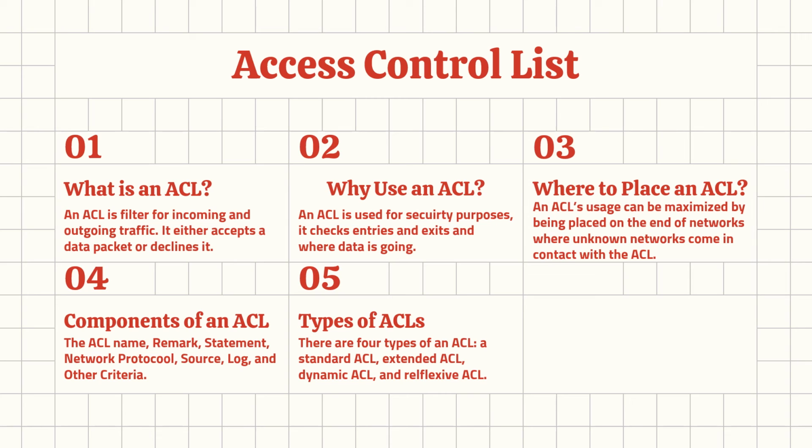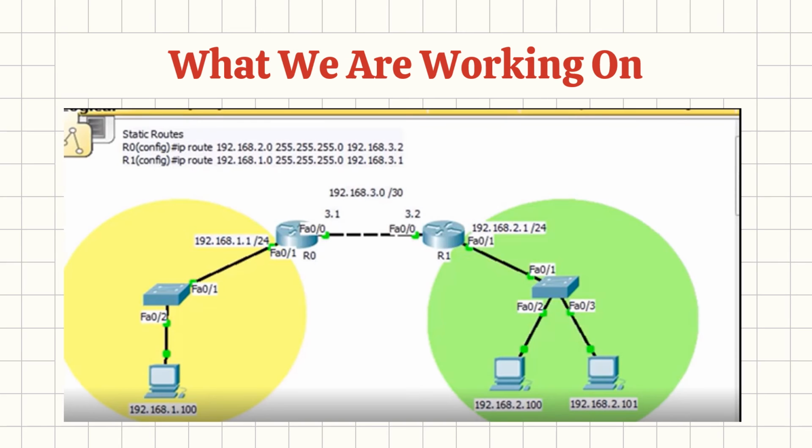Now we're going to go onto a physical representation of what an ACL looks like. Now here you have your ACL. You have your routers, your switches, and your PCs. Your PCs are at the bottom, your routers are at the top, and your switches are in the middle.